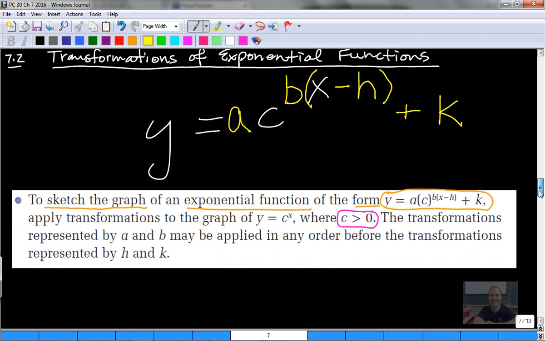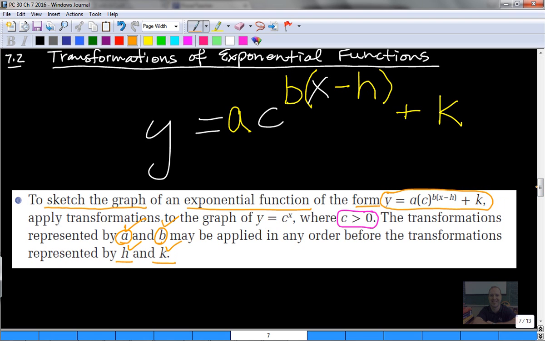All right, so as in other transformations, we're going to look at a and b first. You start from the left to right, you do the a, and then you do the b. You apply those transformations first, and then you can do the h and then the k. That's because a and b, just like they were in the past, are stretches. a is a vertical stretch, b represents a horizontal stretch. h still represents a translation or a movement left or right, and then k is a movement up or down. So all of these are the same as they've been in the past.